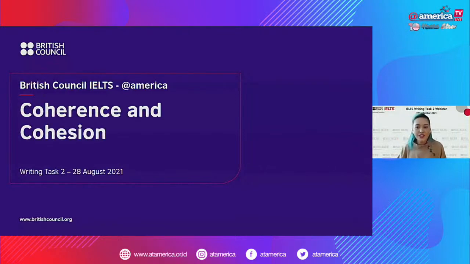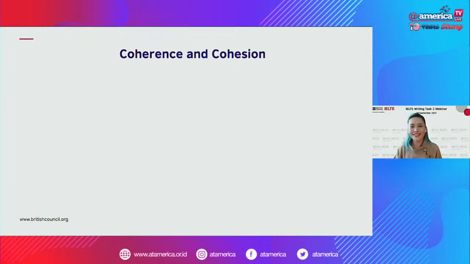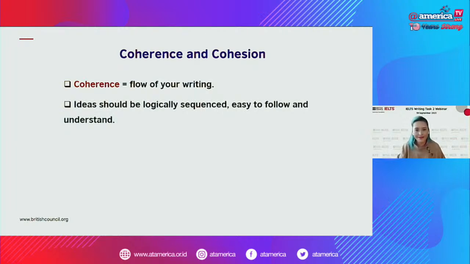Right, let's move on to cohesion and coherence. We did discuss this as well last week. Coherence and cohesion are important in both writing task 1 and task 2. Coherence refers to the flow of your writing. Make sure that you use logical paragraphing: topic sentence, supporting sentence, and developing sentence. Some other references use the terms IEE: idea, explain, example.